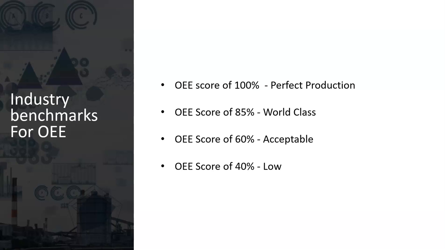An OEE score of 100% is perfect production, manufacturing only quality products as fast as possible within the determined parameters with zero equipment downtime. An OEE score of 85% would be world-class. For most companies, world-class is a reasonable long-term goal. An OEE score of 60% is acceptable. This level indicates that there is room for improvement. An OEE score of 40% would be considered low. This can be easily improved through standard downtime prevention measures.